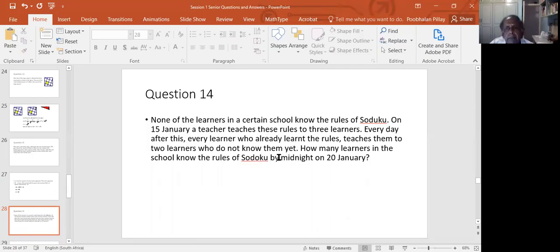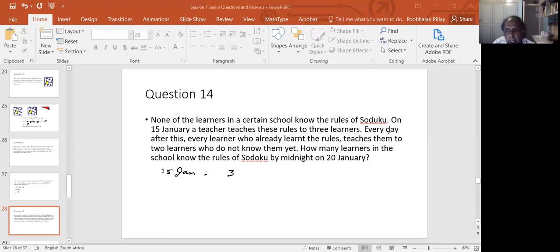Right, now, problem 14 says, none of the learners in a certain school know the rules of Sudoku. This is a game where you have numbers adding up to 9. So nobody in the school knows the rules for this. On the 15th of January, a teacher teaches these rules to 3 learners. So 3 learners now know Sudoku.